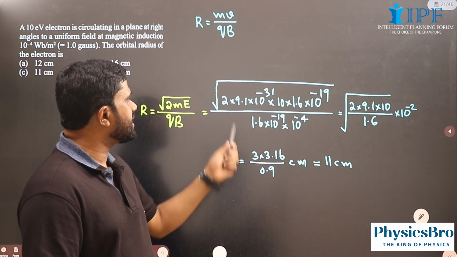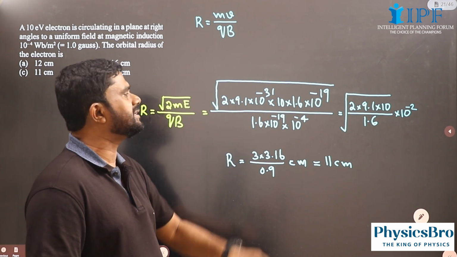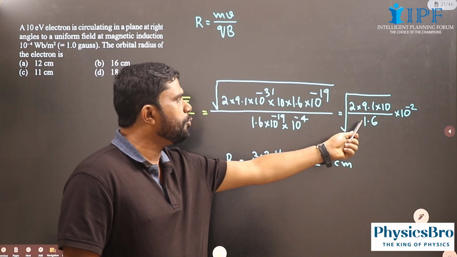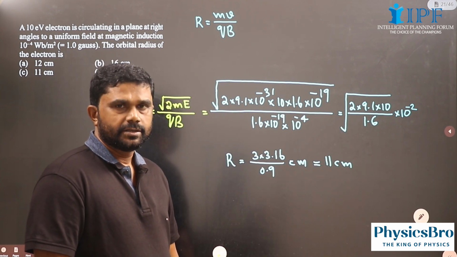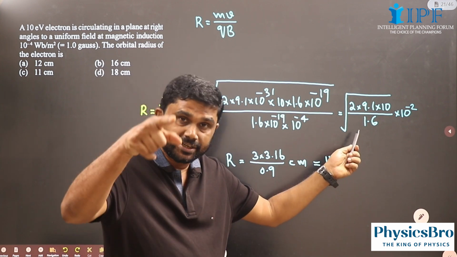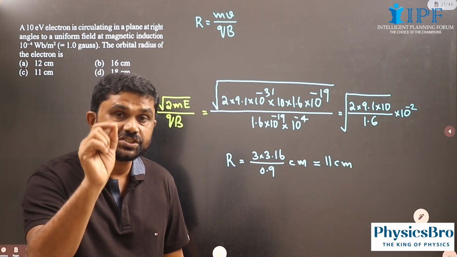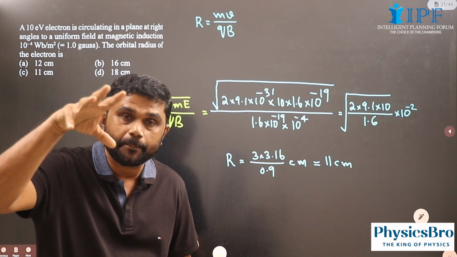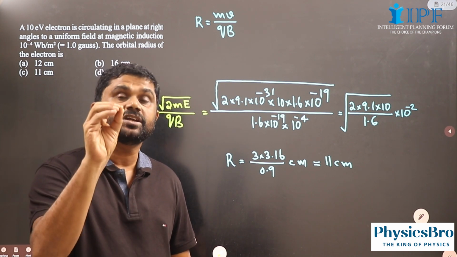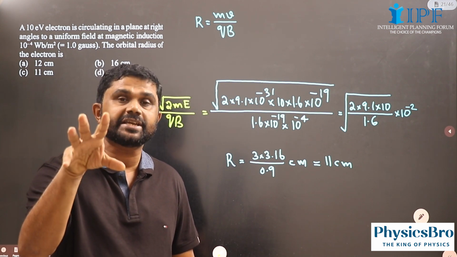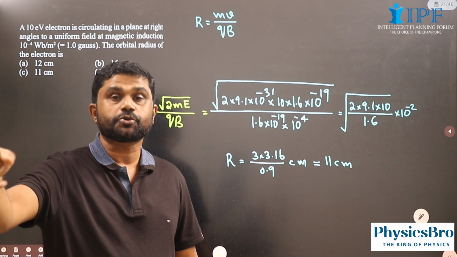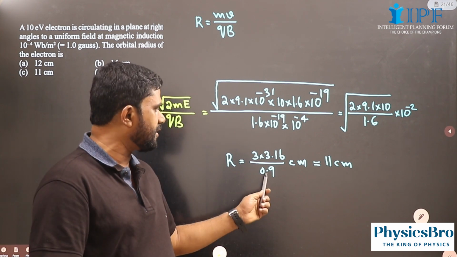Okay, what remains here? We have 2, 9.1 and then 10. Now this 2 by 1.6, we will get 0.8 in the denominator. See, if it is 0.81, it's a perfect square. But we have only 0.8. You can approximate it as 0.81. Square root will be 0.9. That I have written here.